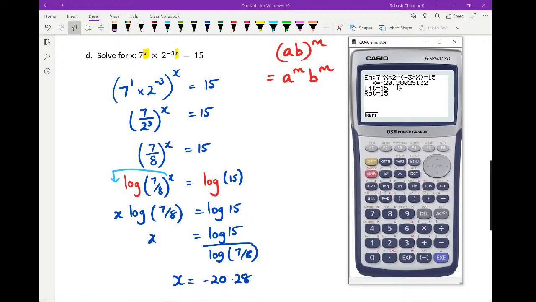Yeah, as Revish said, that's the other way you could do it as well. So the other way you could do it is go back to your normal calculator. Just type in 7 to the power of negative 20.28, and then multiplied by 2 to the power of negative 3 times negative 20.28. And if your answer is close to 15, then you know you've done the right thing as well.